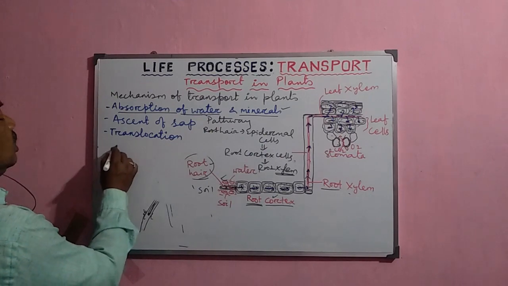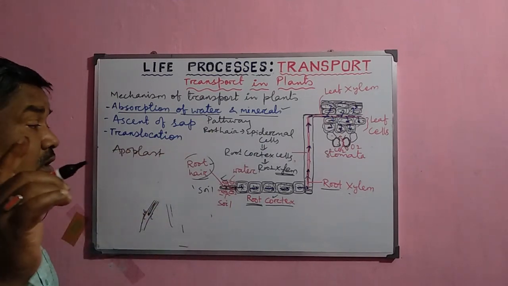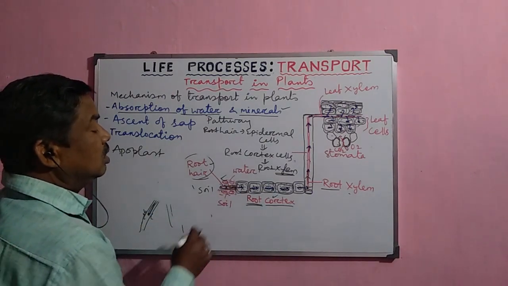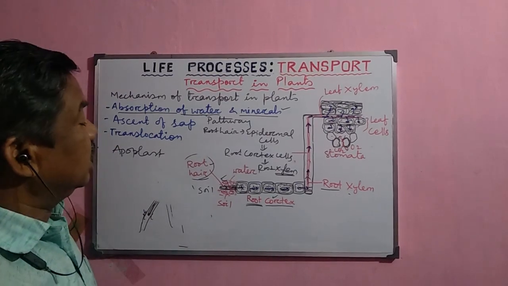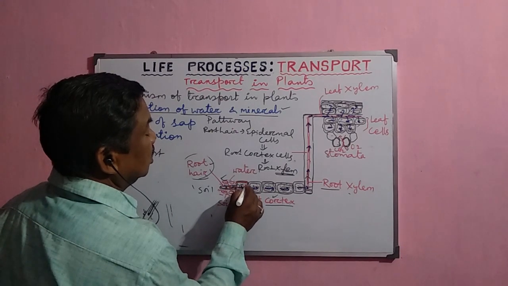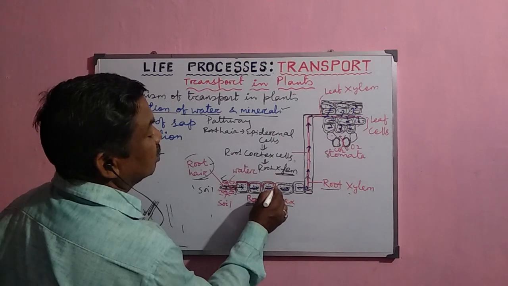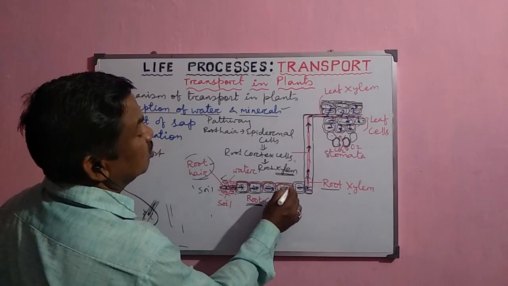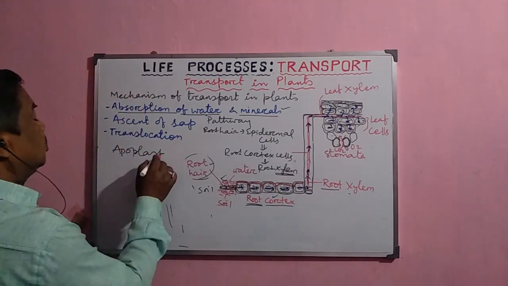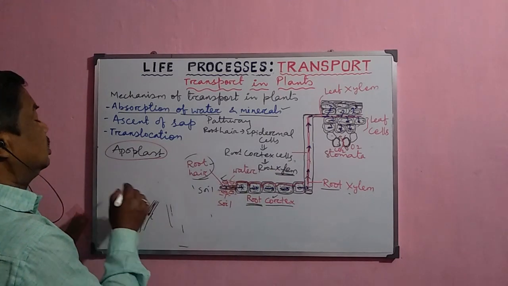There are different pathways, like the apoplast pathway, where the water does not enter the cytoplasm, but moves in between the cell wall and the plasma membrane. Suppose the water moves in this direction, and from this plasmodesmata, like this. It will not enter the cytoplasm, but moves between the cell wall and the plasma membrane. So this pathway is called the apoplast pathway, and the movement is faster in this pathway.